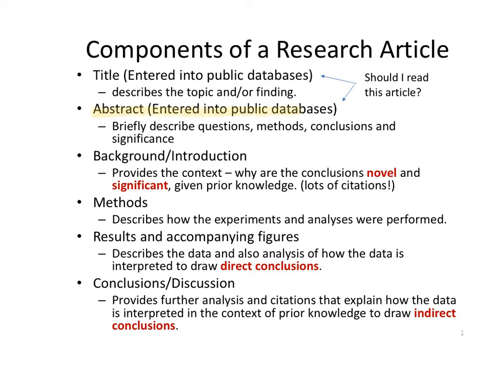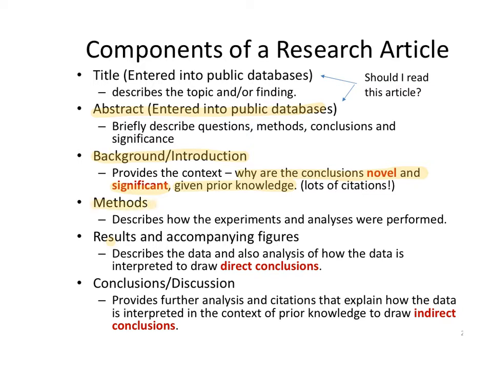An abstract, which is also entered into the public database, addresses the questions, methods, conclusions, and significance of the article. And then the meat of the article. We'll talk about the background and introduction, which provides context to the article and specifically should address two logical arguments. One is, why are the conclusions novel? And the other is, why are they significant? And both of these must be in the context of prior knowledge, so they should have a lot of citations.